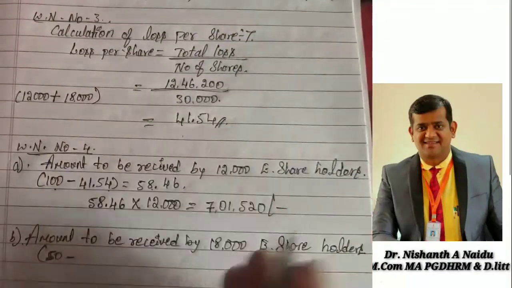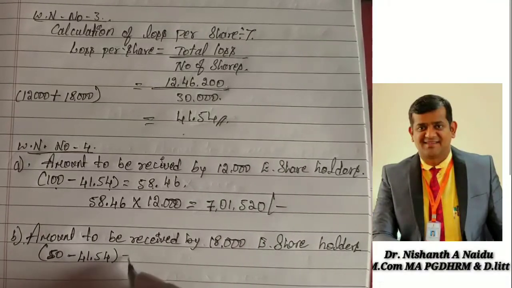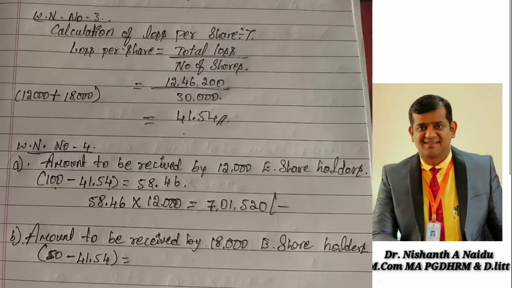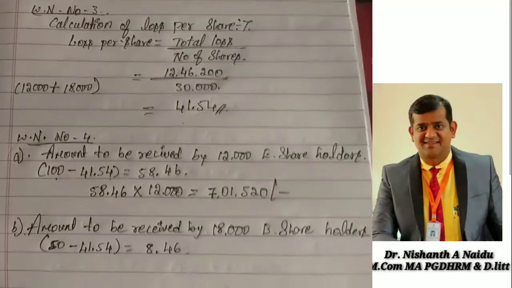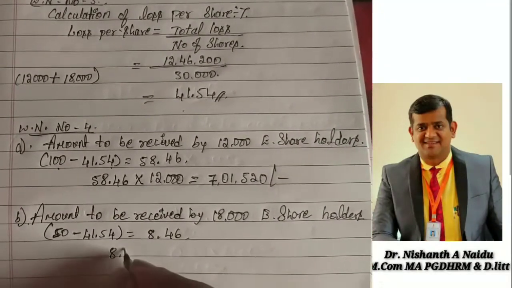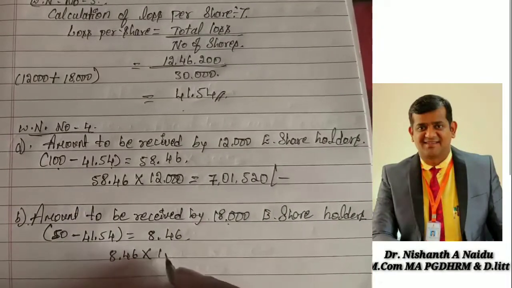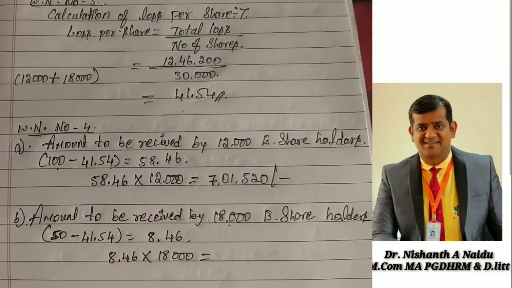So what is the loss per share? 41.54. So that is 50 minus 41.54. The amount left is 8 rupees 46 paise. So now 8 rupees 46 paise into how many shares? 18,000 shares. Calculate 8 rupees 46 paise into 18,000 shares.